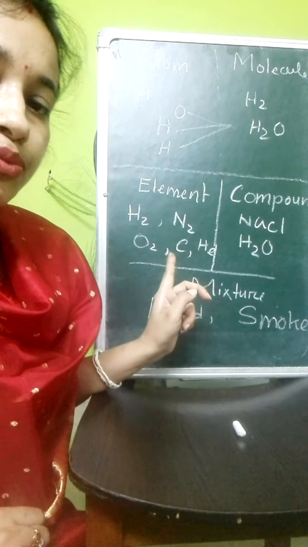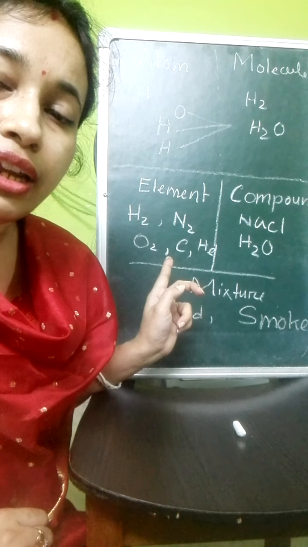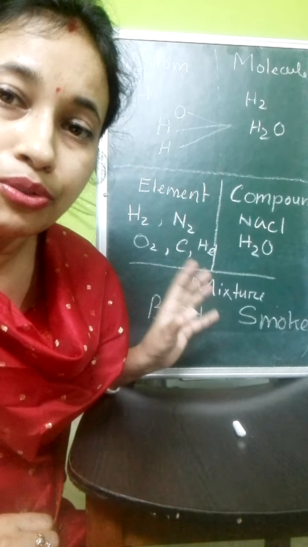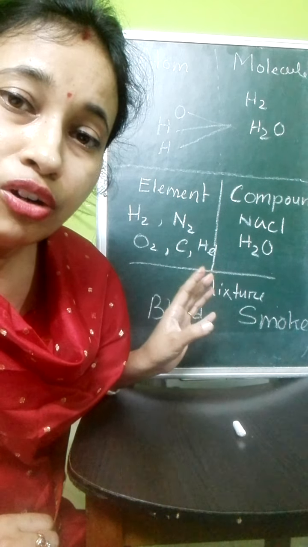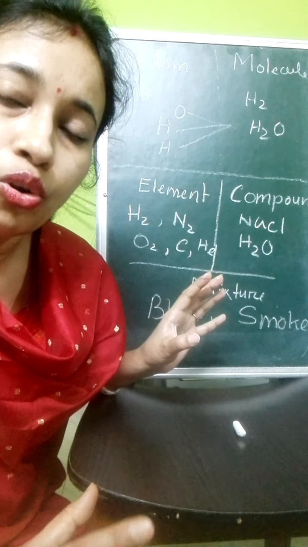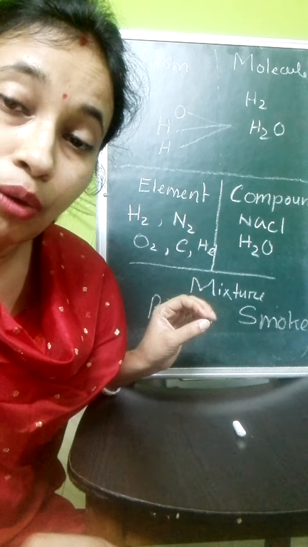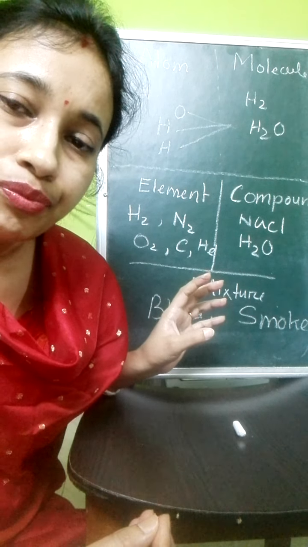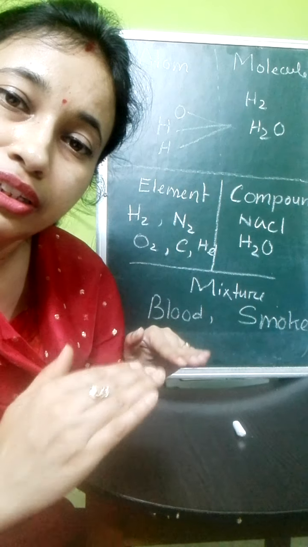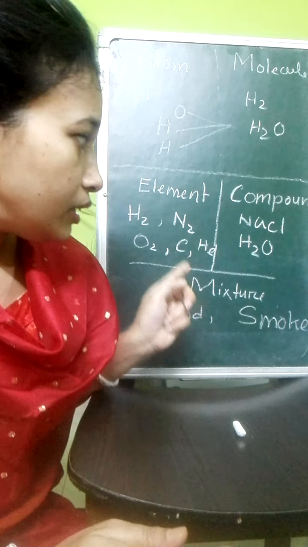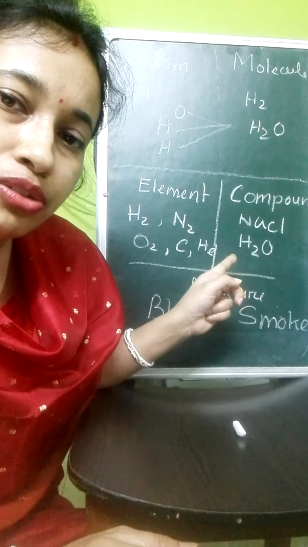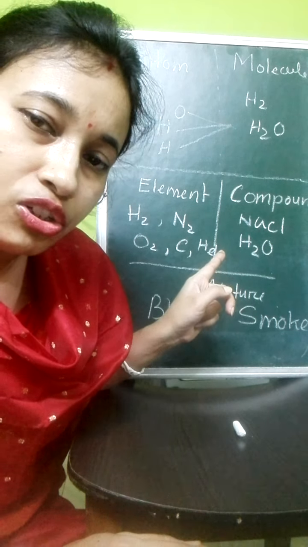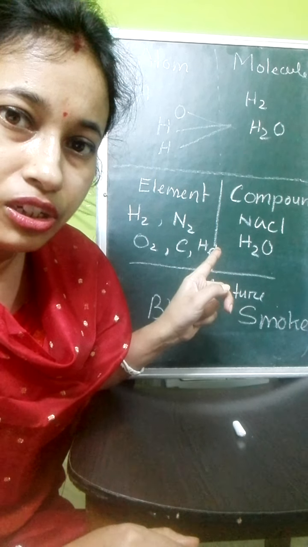Now we will come to the difference between element and compound. First of all, we will understand what is a compound. A compound is a pure substance made of two or more types of elements combined in a definite ratio. For example, if it is water, then hydrogen and oxygen are combined in a definite ratio. See here, two hydrogen atoms combine with one oxygen atom to give you a water molecule. If you change this ratio, then you will not get a water molecule.